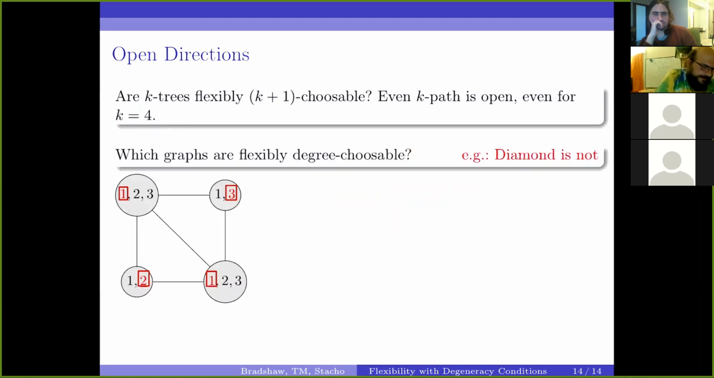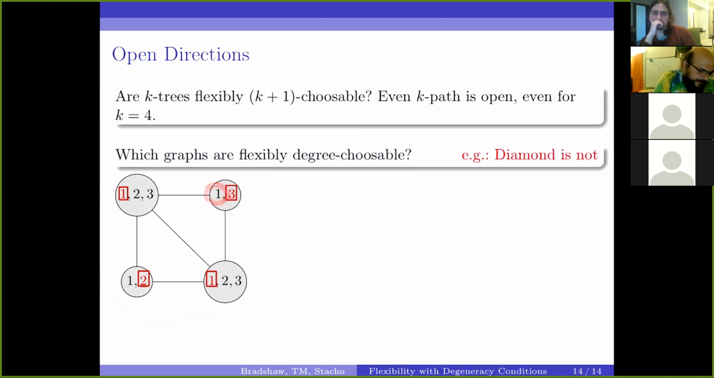And another open question is to seek the characterization of graphs that are flexibly degree choosable, because, for example, the diamond graph is not flexibly degree choosable. Here is an example of a diamond graph, and by Rescigno-Taylor, this is not a complete graph. This is a 2-connected component, so this is a block. It's not a complete graph, not an odd cycle. So it's degree choosable, but it's not flexibly degree choosable.